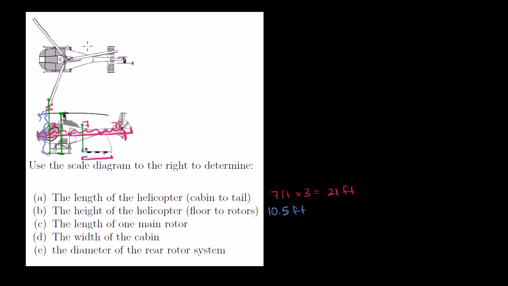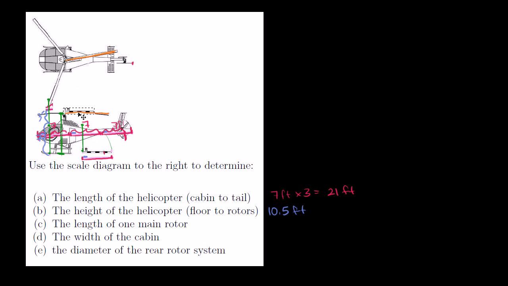The length of one main rotor. I think the main rotor, they're talking about this length right there. That is the length of one main rotor, or actually this length right here. And let's compare it to this scale over here. That's 7 feet. So let's copy it and then paste it. Oh no, you can't. I lost it. So let me copy and then paste. So that's one length.